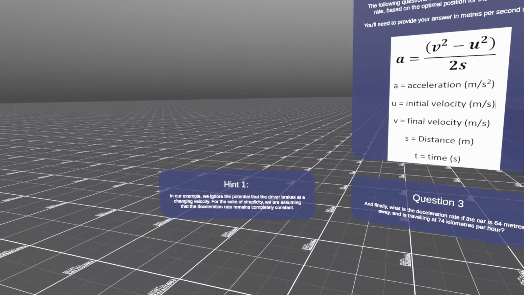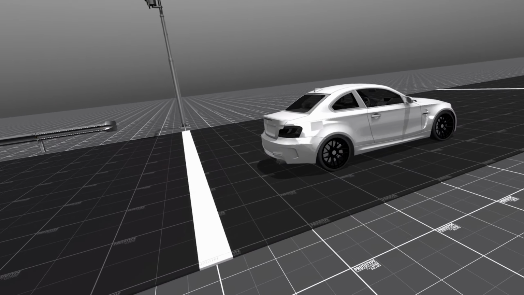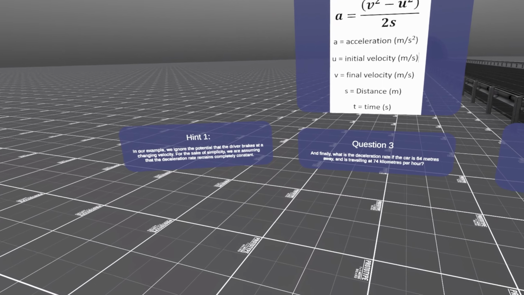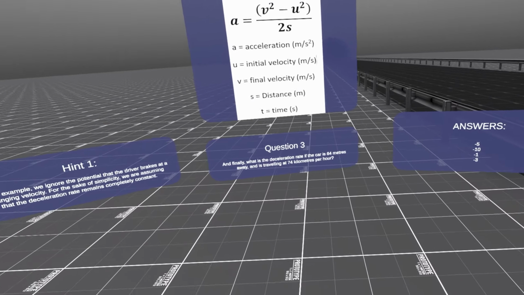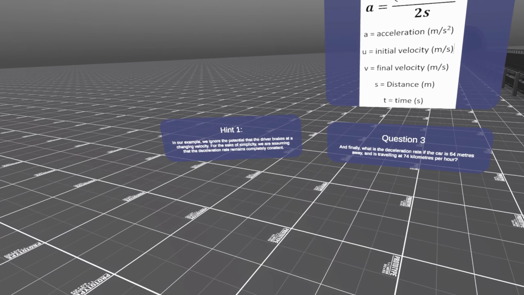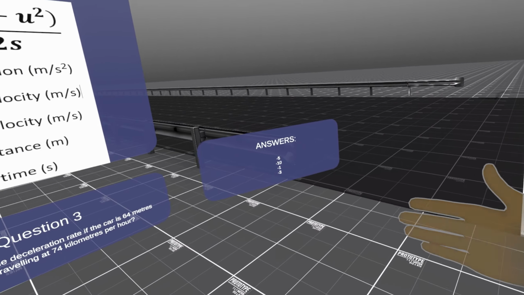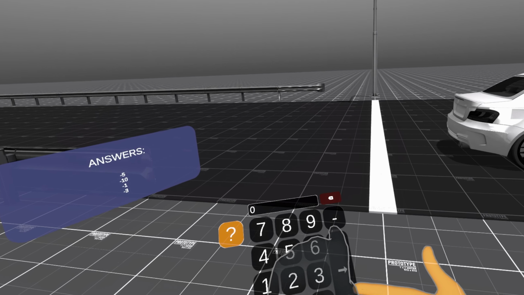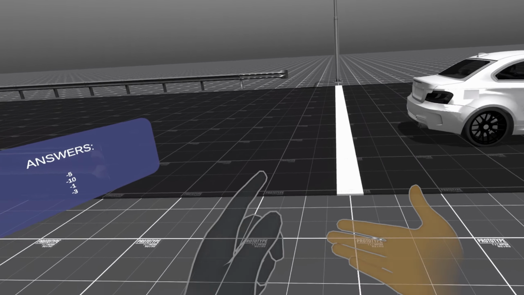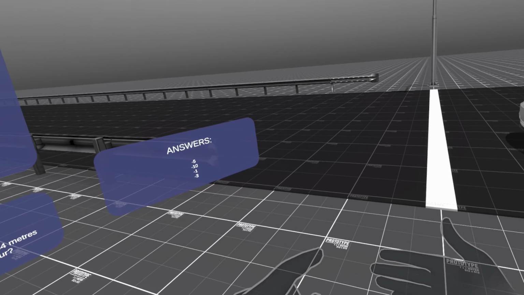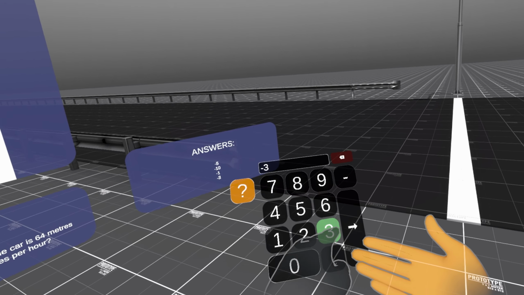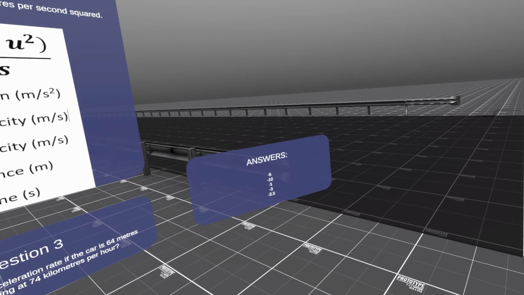Hint 1. That's right, back to the beginning. In our example, we ignore the potential that the driver brakes at a changing velocity. For the sake of simplicity, we are assuming that the deceleration rate remains completely constant. Right, okay. Same hint as before. So 3 is just over the line, so maybe -3.5.